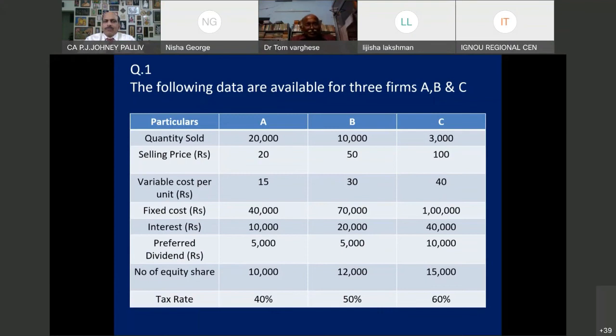In the case of A, quantity sold is 20,000, B 10,000, C 3,000. See, I am not explaining the theory part in detail because you will understand the theory by giving this example. That is what I believe. But practical examples are easier for you to understand the theory part. Therefore, thank you for giving me this opportunity to extend your class for another 15 minutes.